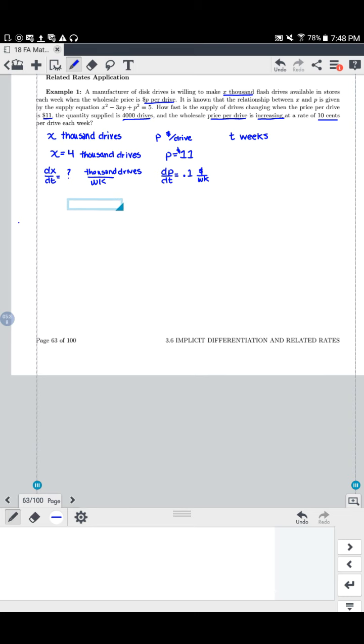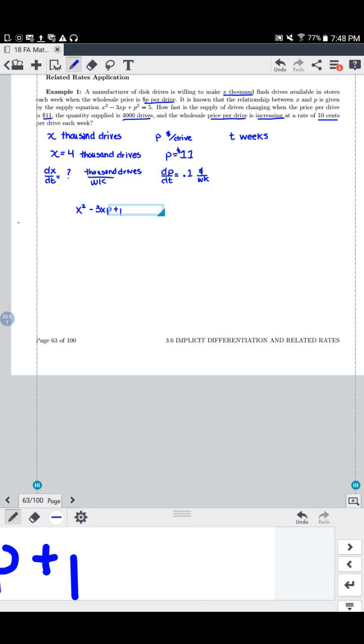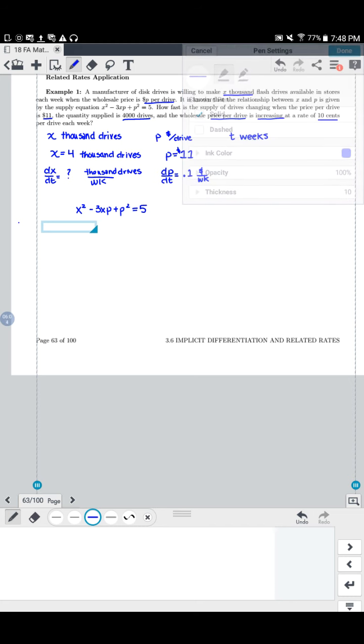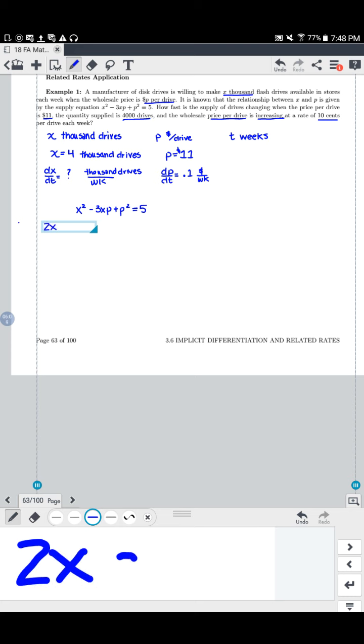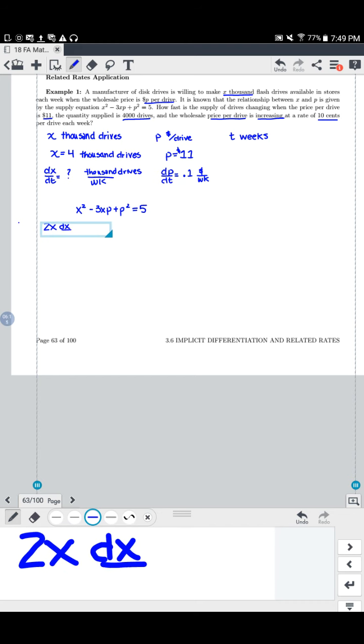So now I need to take the derivative of the actual function I'm given above. So my function that I'm given is, these are related by x squared minus 3xp plus p squared equals 5. So I don't want to plug in right here. I want to plug into the rate of change. So I need to take the derivative of this. So I rewrote this just to take the derivative of it, because that's what we're going to use. So my derivative of x squared is 2x, and I'm taking the derivative with respect to time. So I'm going to need a 2x dx dt.